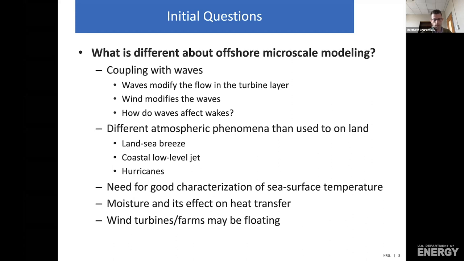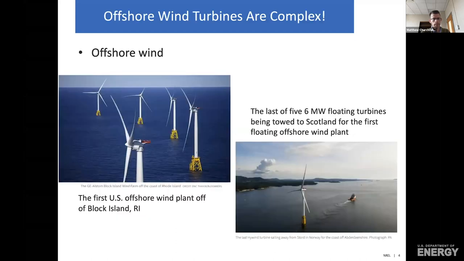What he said about it being holistic, I really agree with that. All of this needs to be considered together to really understand how these systems work and respond to the wind and the waves. So I just put these in to show the complexity of offshore wind.